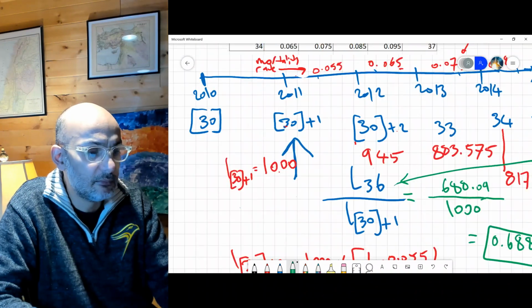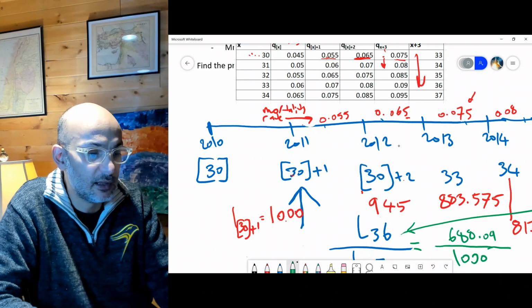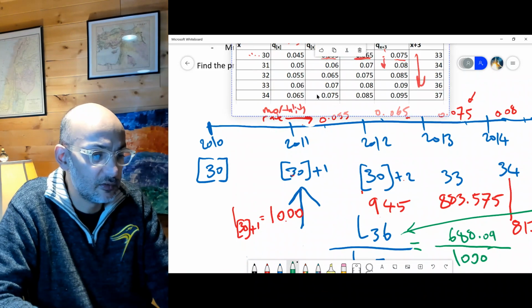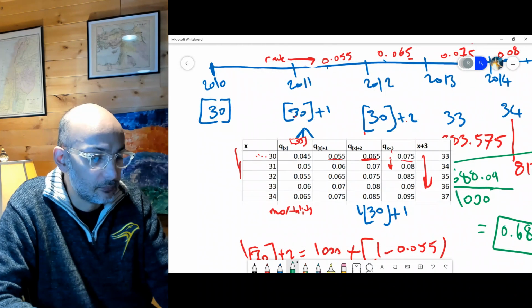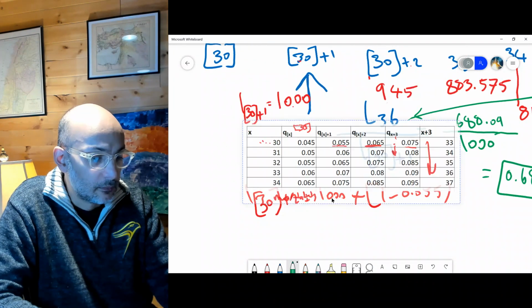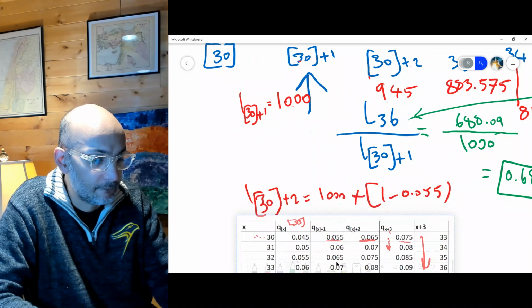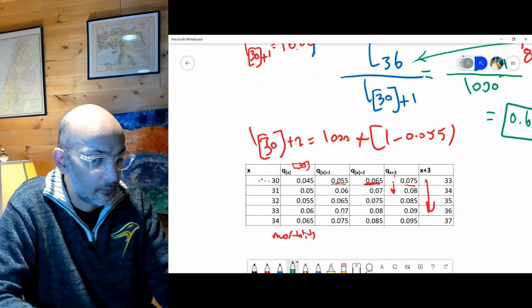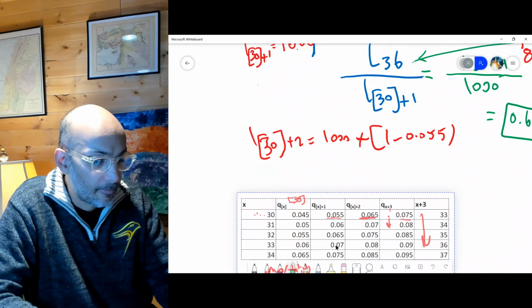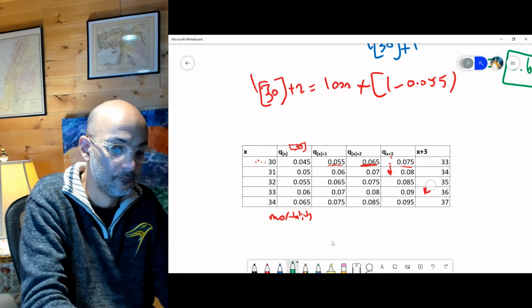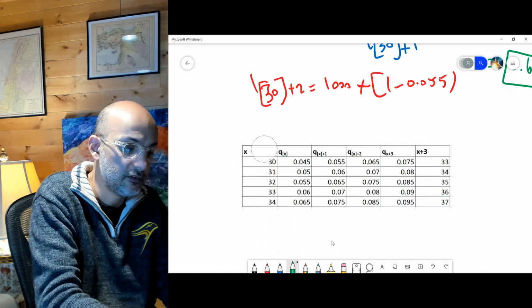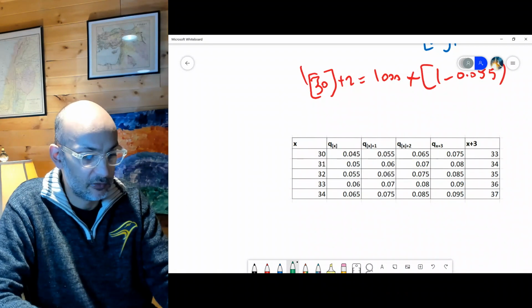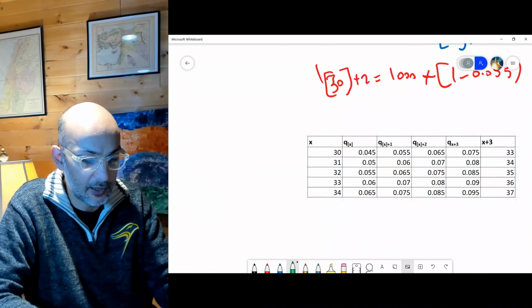Let's use the same table. You might be given a different table, but let's use the same one here. Let's have the second question as well. Remember I said there are two people, Mr. A and Mrs. B. Now let's take Mrs. B.